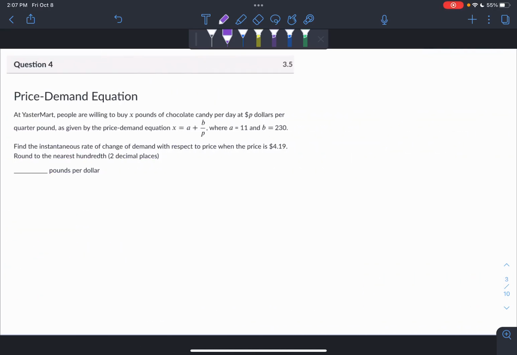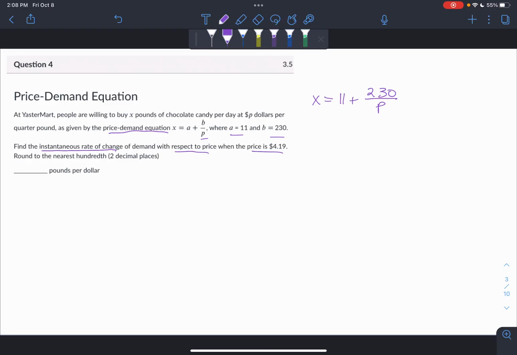All right, let's move on to question 4. So we have a price-demand equation. X is a function of the price. And so with these constants, we have the price-demand x equals 11 plus 230 over p. And we want to find the instantaneous rate of change of demand with respect to price. And we want to know when price is equal to 4.19.